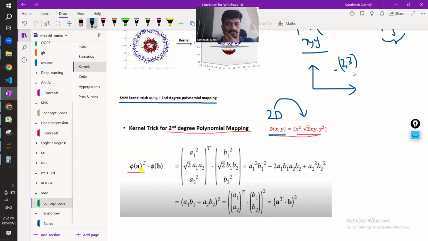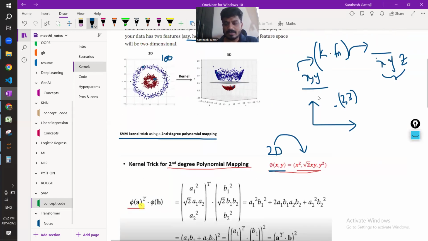This is 2D. Why 2D? Because we have only two values, and each value represents one dimension, right? This is the value of x, 2, and this is for y. Now, if I want its corresponding point in 3D, what will be its point?